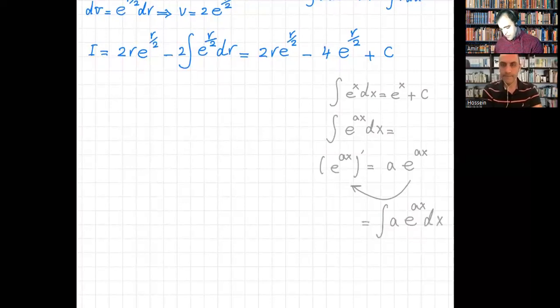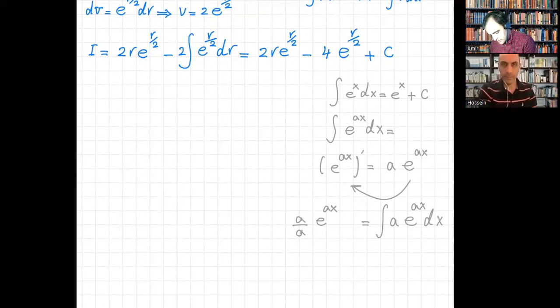So we want to get rid of the coefficient. So that's why we divide by it, plus c, but we don't have c here in this example. Right. Yeah.